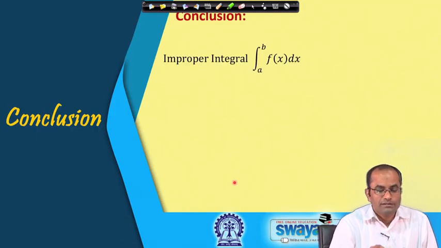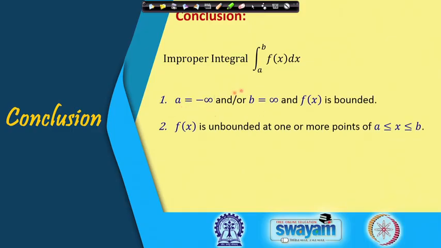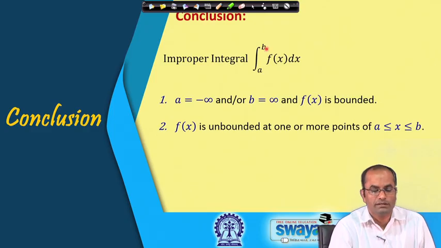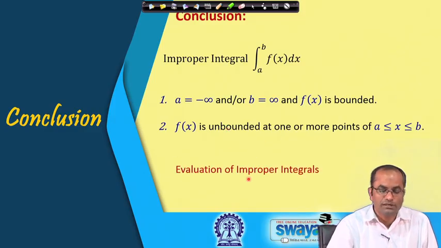So, today we have discussed the improper integral of this kind, and there were two possibilities, that a may be minus infinity, b may be plus infinity, and f x is bounded. This was the integral of first kind. We have also seen that there might be a situation that f x is unbounded at one or more points in this interval a to b, a less than or equal to x less than or equal to b. So, in that case this is an improper integral of second kind, and we have also seen how to evaluate those integrals, basically using that limit.